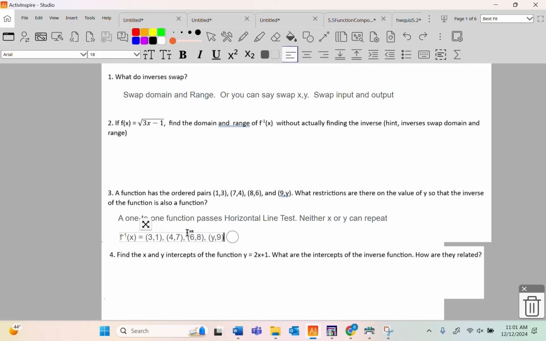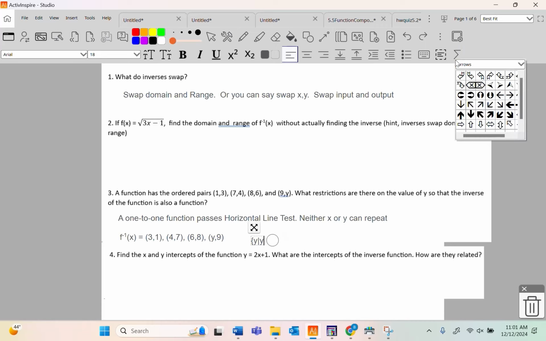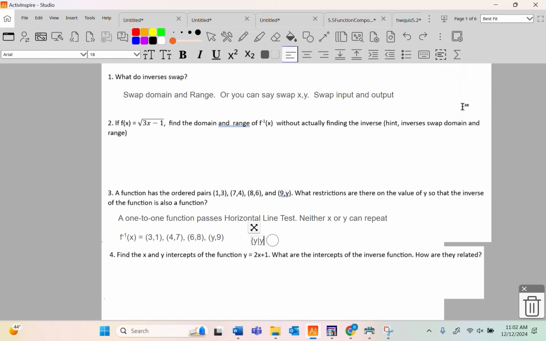You see that? Because if I make this a 3, the x's have repeated. If I make this a 4, I'm sorry, my cursor's in the way, the x's are repeated. If I make it a 6, the x's have repeated. So y can be anything but these existing values. So y can be all values such that y is not 3, 4, or 6. It can be anything else.